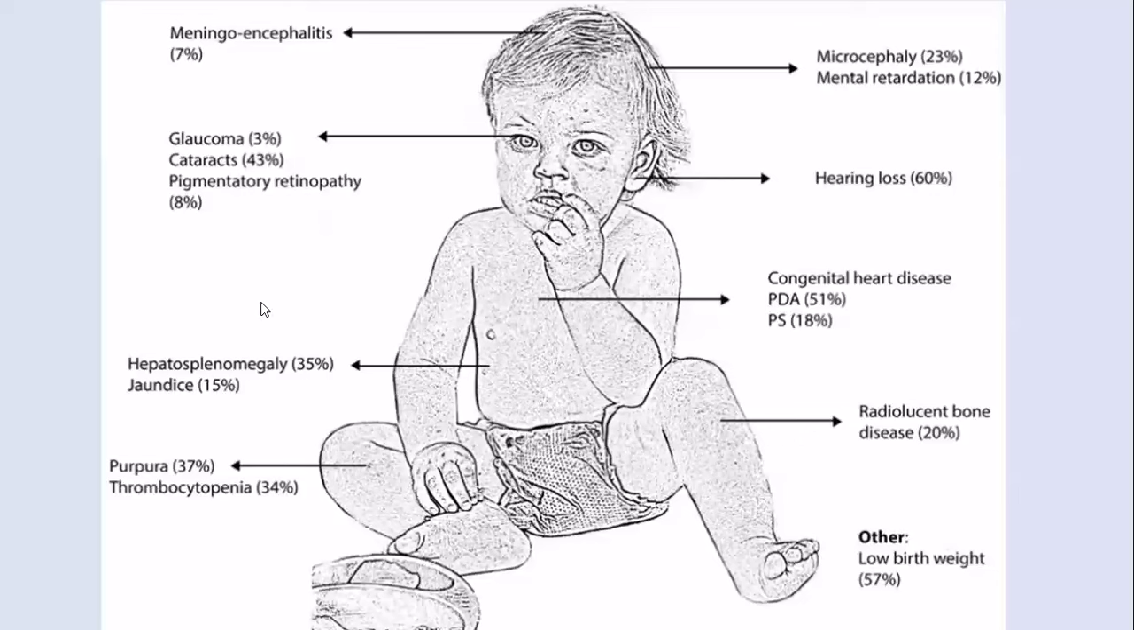So if we see this picture, it indicates different features of congenital rubella, that is meningoencephalitis seen in 7%, microcephaly and mental retardation, then glaucoma, cataract, and pigmentary retinopathy. Hearing loss may occur, congenital heart disease, hepatosplenomegaly and jaundice, purpura and thrombocytopenia, radiolucent bone disease, and low birth weight. So lots of systems are involved in congenital rubella infection.